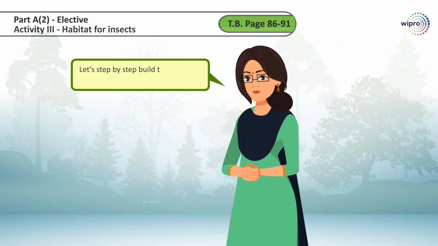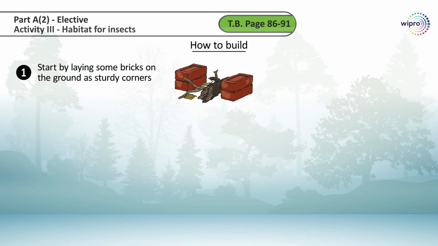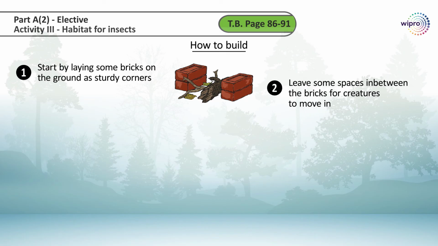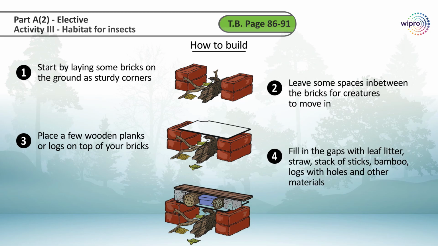Let's step by step build the house for insects. Start by laying some bricks on the ground as sturdy corners. Leave some spaces in between the bricks for creatures to move in. Then, place a few wooden planks or logs on top of your bricks. Fill in the gaps with leaf litter, straw, stack of sticks, bamboo, logs with holes and other materials. And finally, add a roof to ward off the rain and sun. Provide all sorts of different nooks, crevices, tunnels for the insects to feel safe.